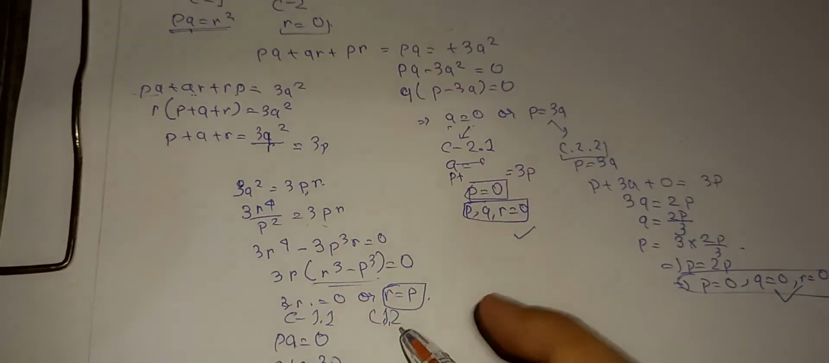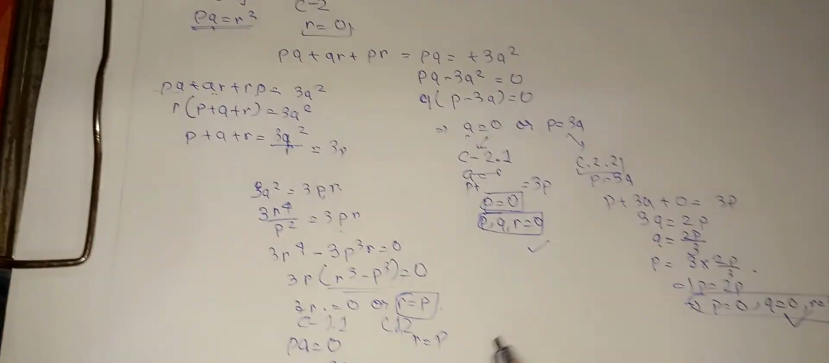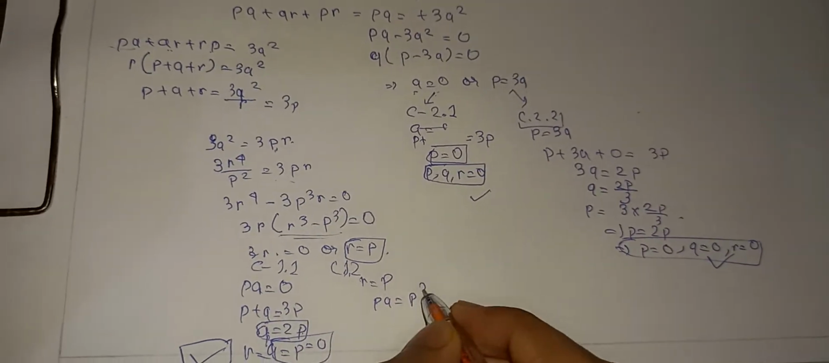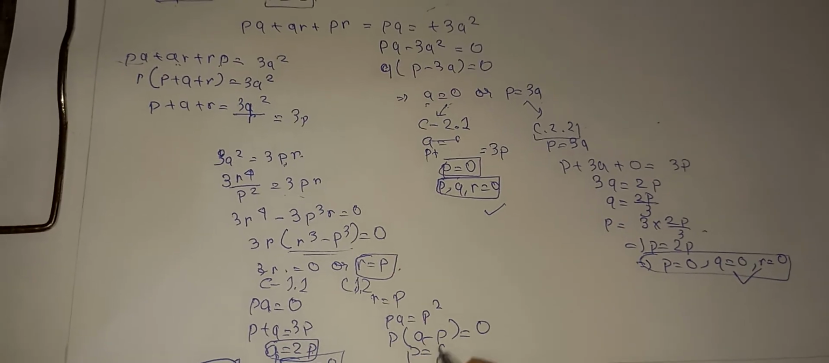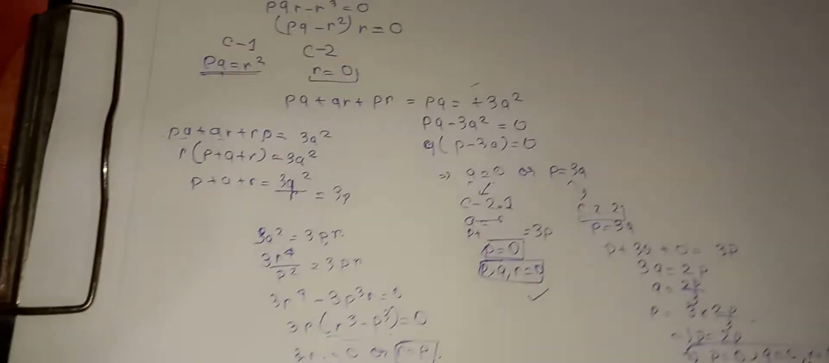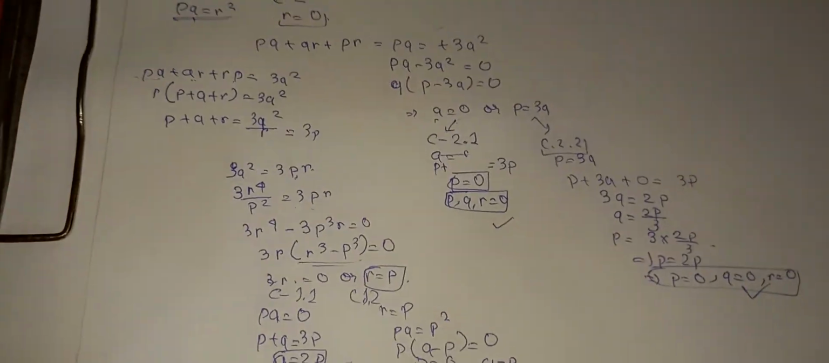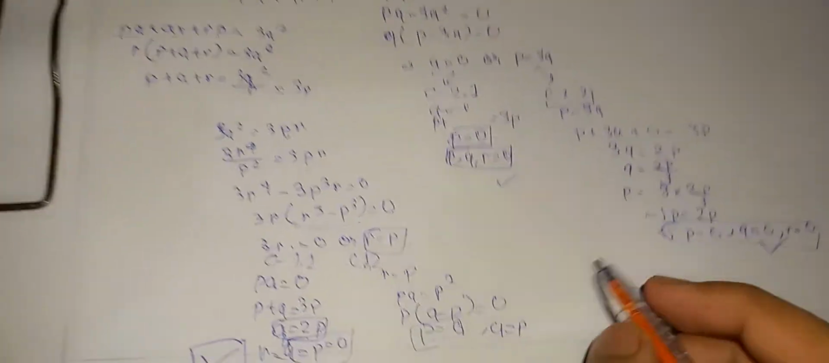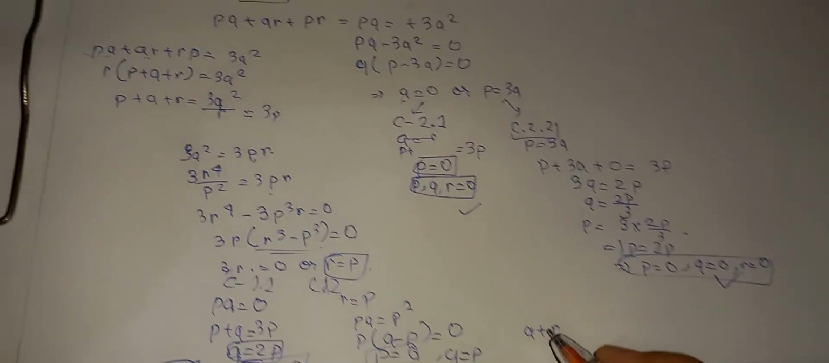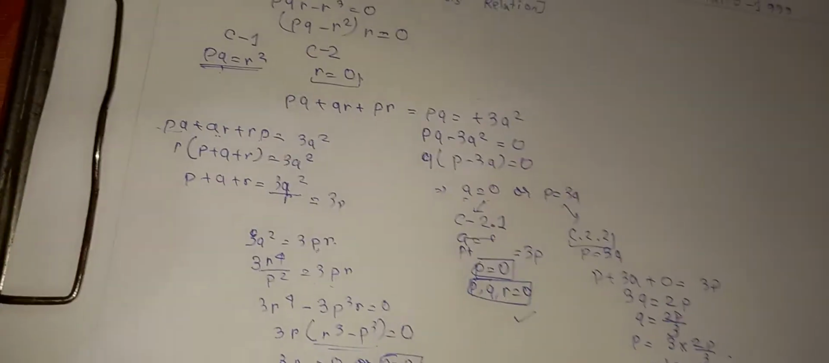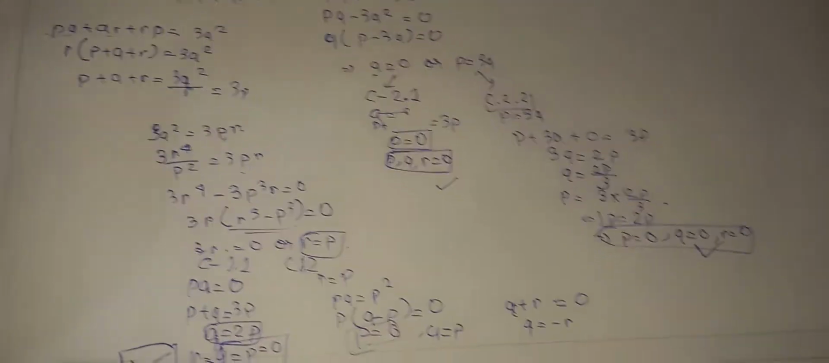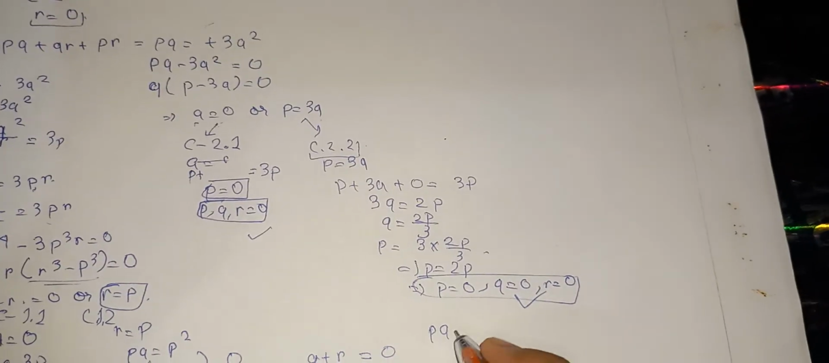Now coming to case 1.2, r equals to p. Now let's plug in. We get pq equals to r squared, which gives us pq equals to p squared, and this gives us p times q minus p equals to 0. So either of p equals to 0 or q equals to p. And I have taken that if p equals to 0, then I can show that q plus r equals to 0, which gives us q equals to minus r. And then I can, what can I do now? If I get q equals to minus r, okay, so I can plug it in into this equation.